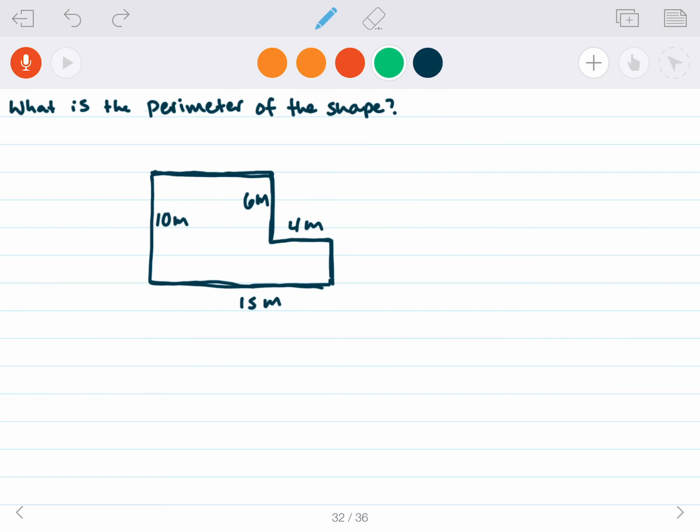So how can we find the perimeter of this weird shape? Well, for the perimeter, we need all the sides to be there so we can add them up. Now let's just kind of mark off the sides that we have. We know that this is 6 meters. We know that this is 4 meters. I'm not really sure what that little height next to 4 meters is, but we know that this guy right here is 15 meters. And we know that this guy is 10 meters. So the two missing things are going to be in red. This guy is missing, and this guy is missing.